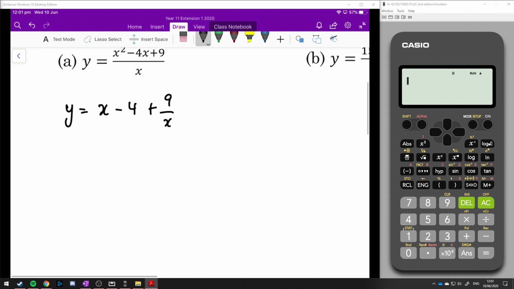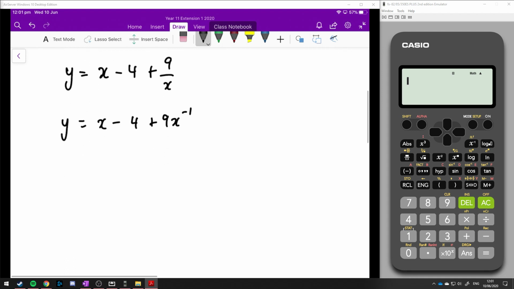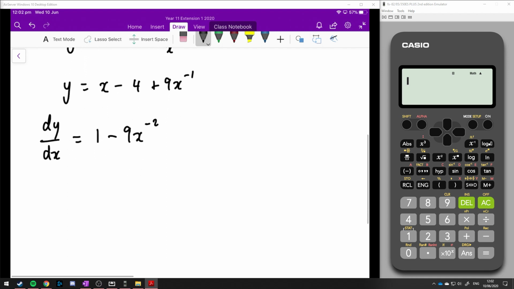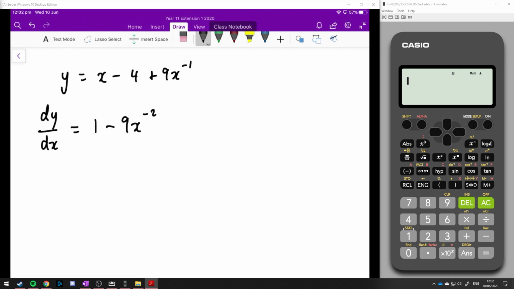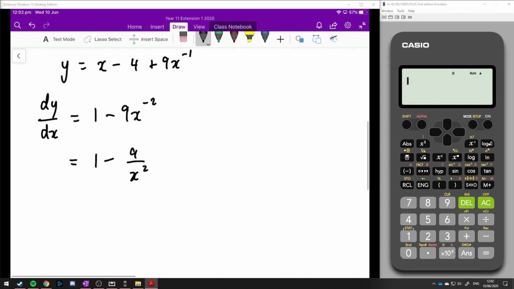Okay. So by doing that, we can rewrite this as x minus 4 plus 9x to the power of negative 1. So now when we differentiate this, the derivative of x is just equal to 1, minus, well, the 4 disappears, but then the negative 1 is going to come down the front, and it's going to make it negative 9x to the negative 2. Once we've done that, we can rewrite this as 1 minus 9 on x squared, by putting the indices down the bottom.